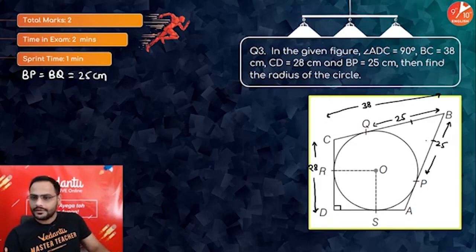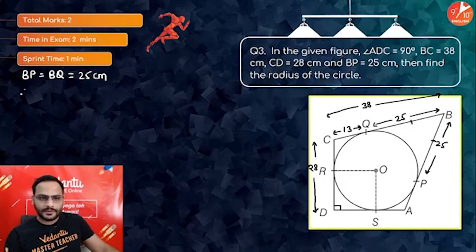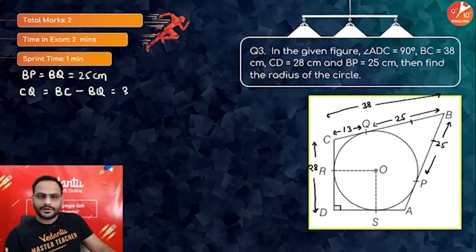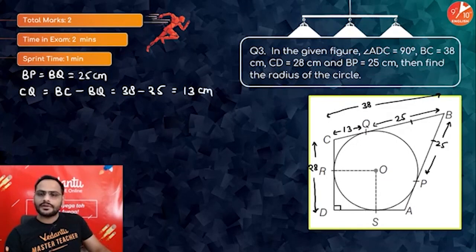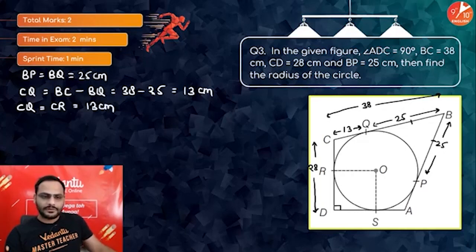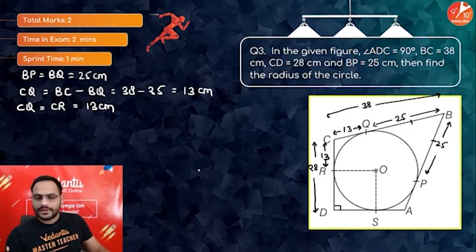Okay, if BQ is 25 and BC is 38, CQ will be 38 minus 25, which is equal to 13. I can say CQ is nothing but BC minus BQ, which is 38 minus 25, equal to 13 centimeters. So CQ is 13 centimeters. If CQ is 13 centimeters, CQ is equal to CR, tangents from an external point, so CR also will be 13 centimeters, right?